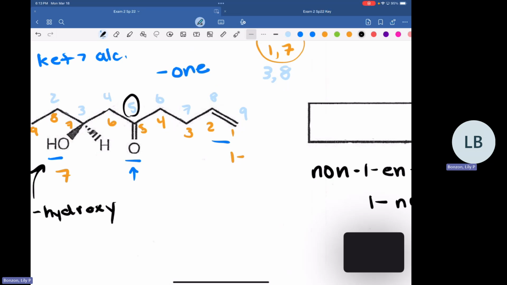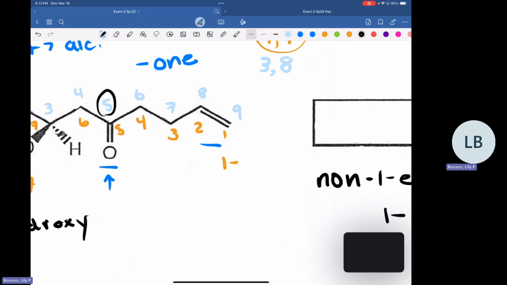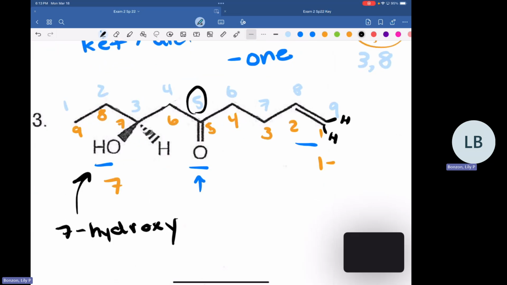For stereochemistry, we don't have to worry about stereochemistry for the double bond because over here on the right, they're both hydrogens. And when you have two of the same group on the same side, you don't have to worry about stereochemistry because you wouldn't be able to distinguish between them. So we don't have to worry about it for the double bond, but we will have to worry about it for this alcohol over here.